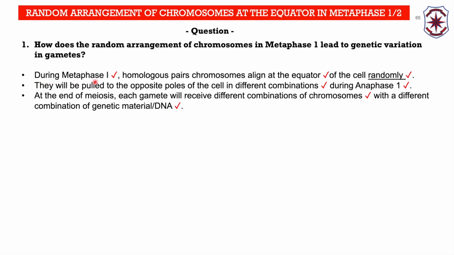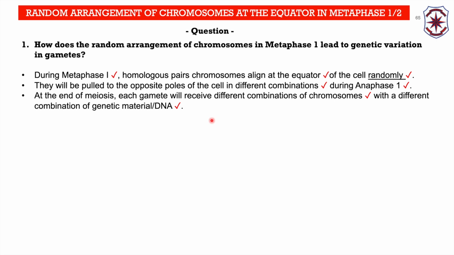During metaphase 1, homologous pairs of chromosomes align at the equator of the cell randomly. They will be pulled to the opposite poles of the cell in different combinations during anaphase 1. And then at the end of meiosis, there will be different combinations of chromosomes containing different combinations of genetic material.